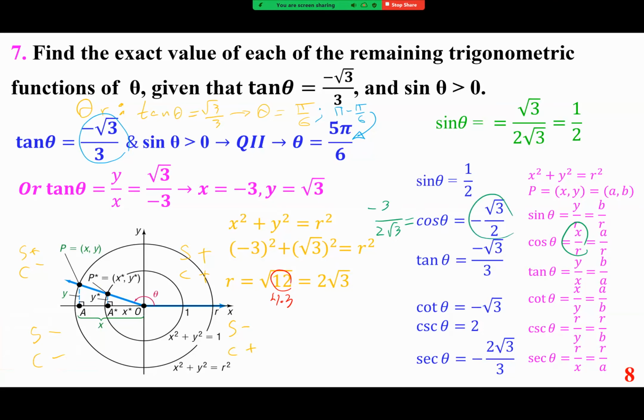Now, you have the sine, you have the cosine, and you have the tangent. The rest of them are the reciprocals. Cotangent is the reciprocal of tangent, cosecant is 1 over sine, and secant is 1 over cosine. So the rest of them become reciprocals, which is extremely simple.